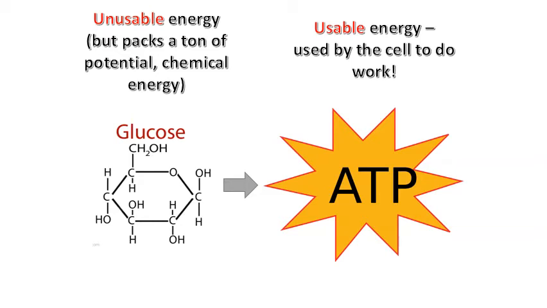like moving a vesicle from one side of a cell to another, or moving stuff across a membrane when we're going from low concentration to high concentration, right? Going against the gradient. So we're going to use ATP for all of that, right?